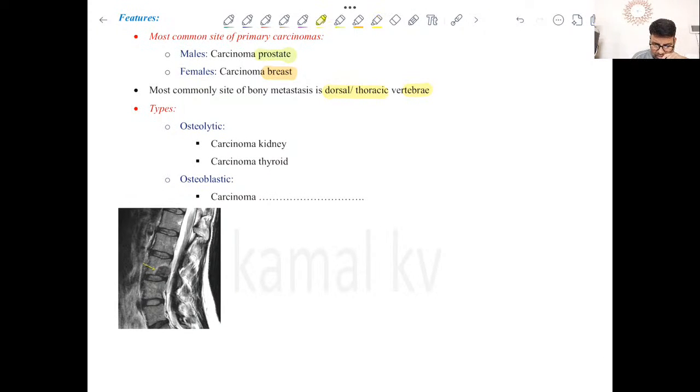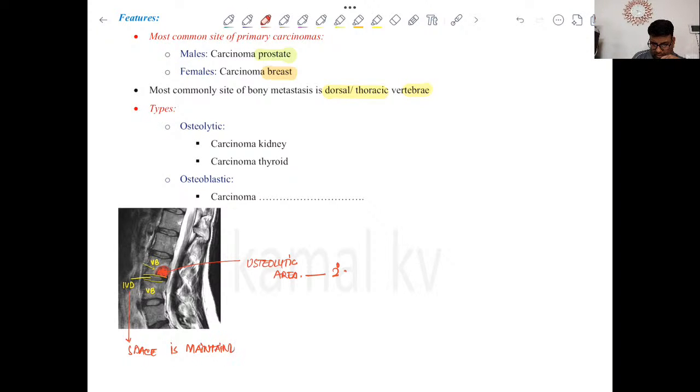Now what you can see here, if you look at this MRI, this is the intervertebral disc, right? This is the vertebral body. Now what we can see here, this black is all the osteolytic area, the bone is damaged here. This is because of secondaries. Now what we need to look at here is that the intervertebral disc space is maintained, it is not reduced.